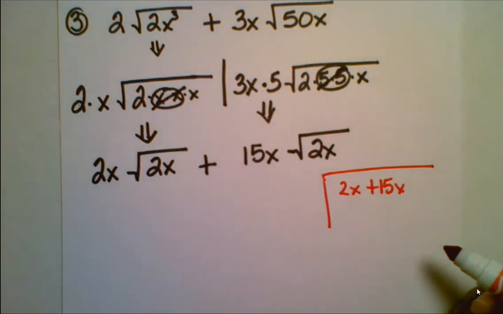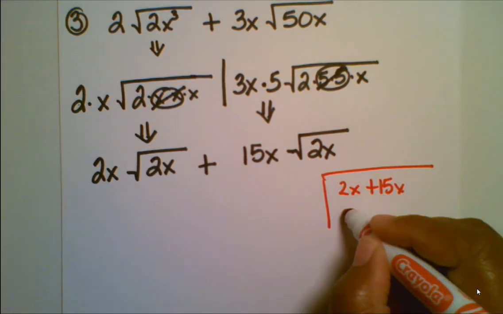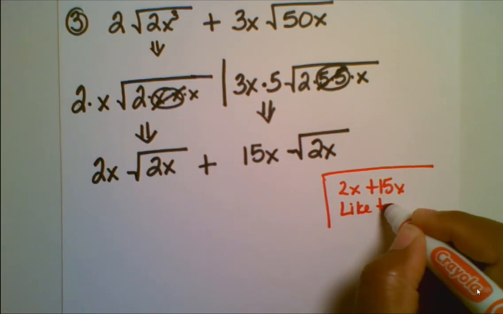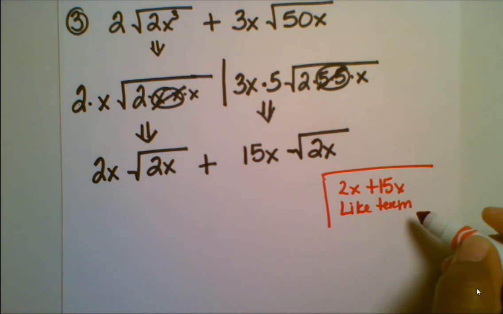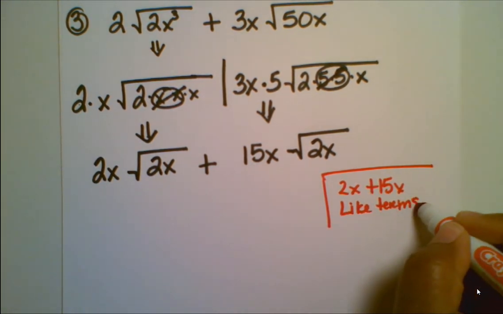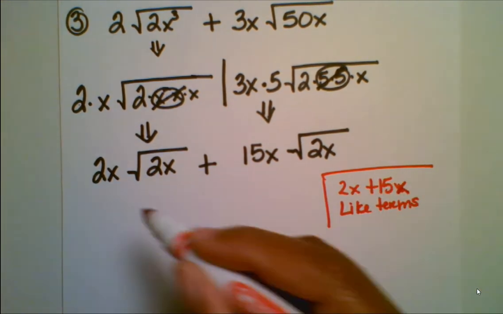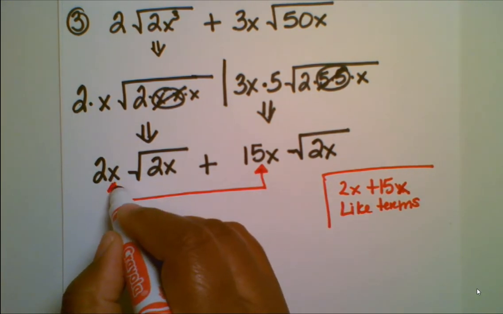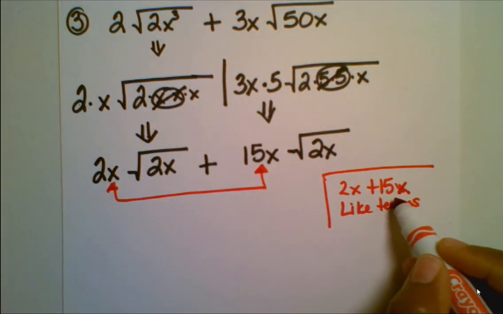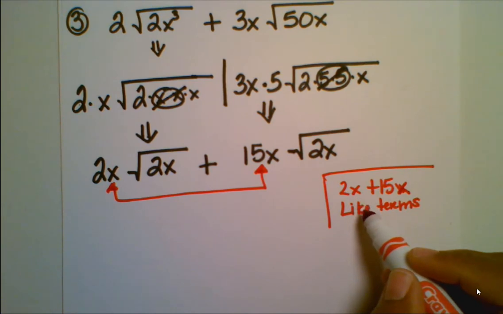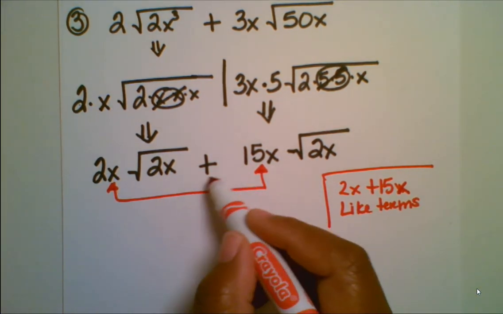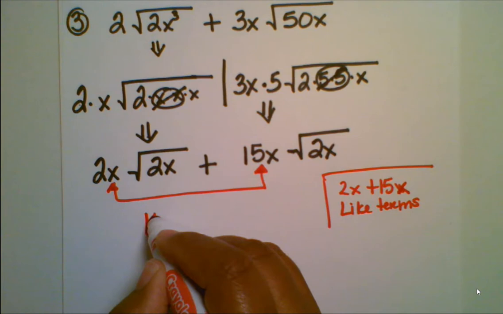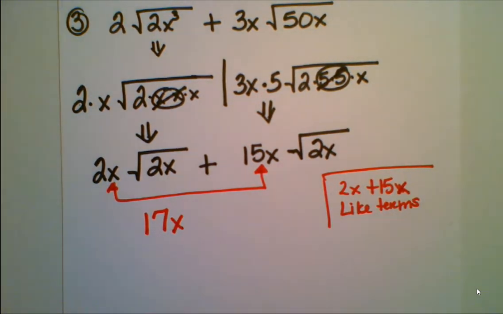Just for a second so that you can see this. Here we have like terms. So this question combined like radicals as well as like terms. So we know what to do whenever we have like terms. You're going to add the 2 and 15 and keep the variable the same. So then 2x plus 15x would give us 17x, and then we're going to keep the common radical, and that is the square root of 2x.